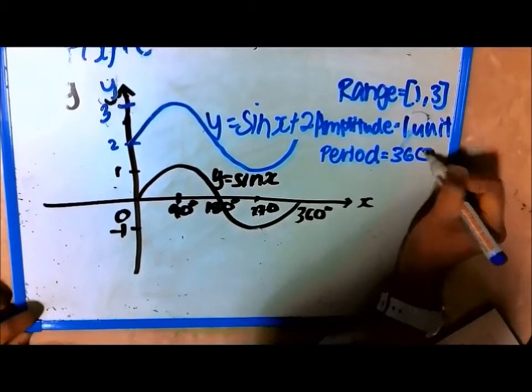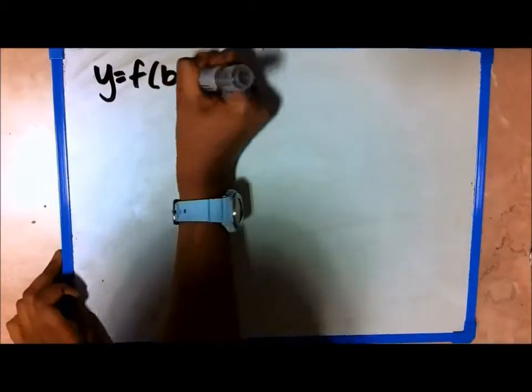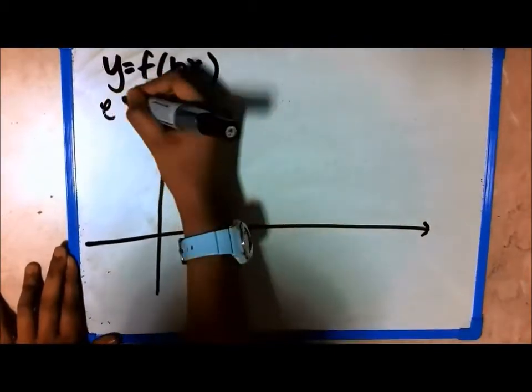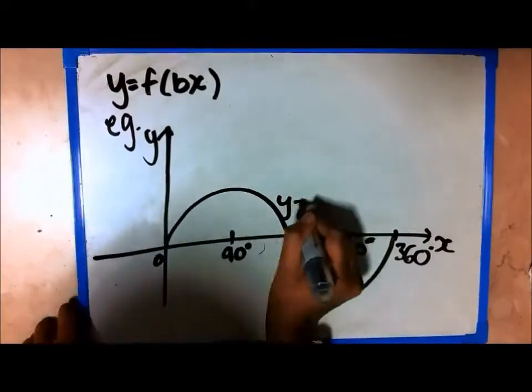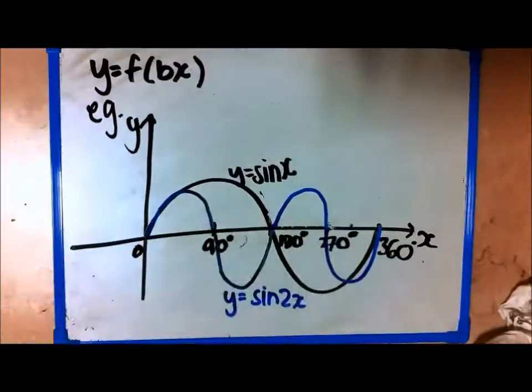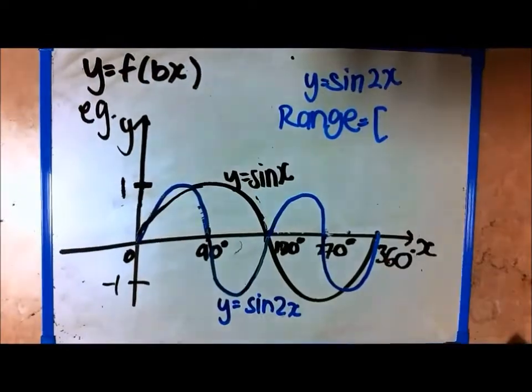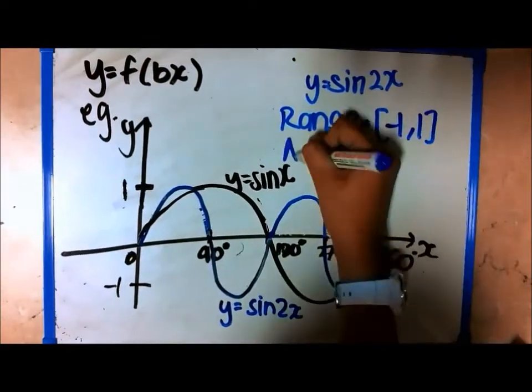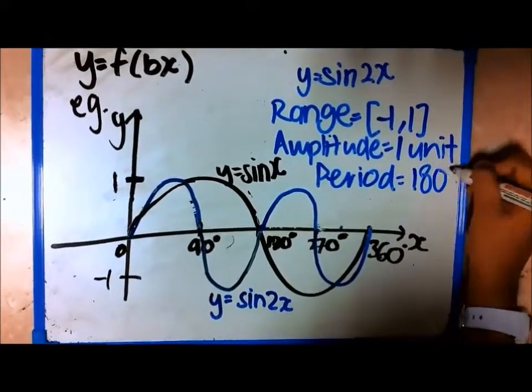Horizontal transformation. We can do so by varying the period of the graph. We can vary the coefficient of x in f(x). An example would be y equals sine 2x. Notice that the range and amplitude remain the same while the period changes to 180 degrees. The formula for finding the period of the new graph is the original period divided by the coefficient of x. In this case, the period is 360 divided by 2, which is 180 degrees.